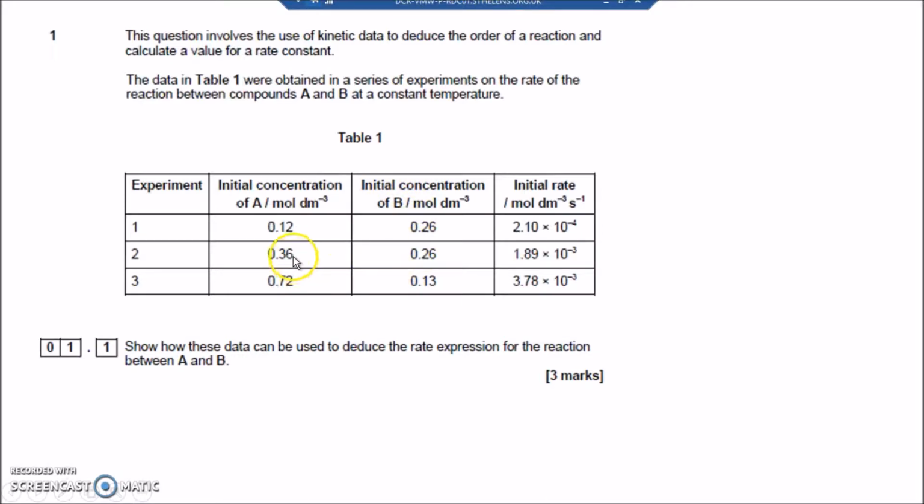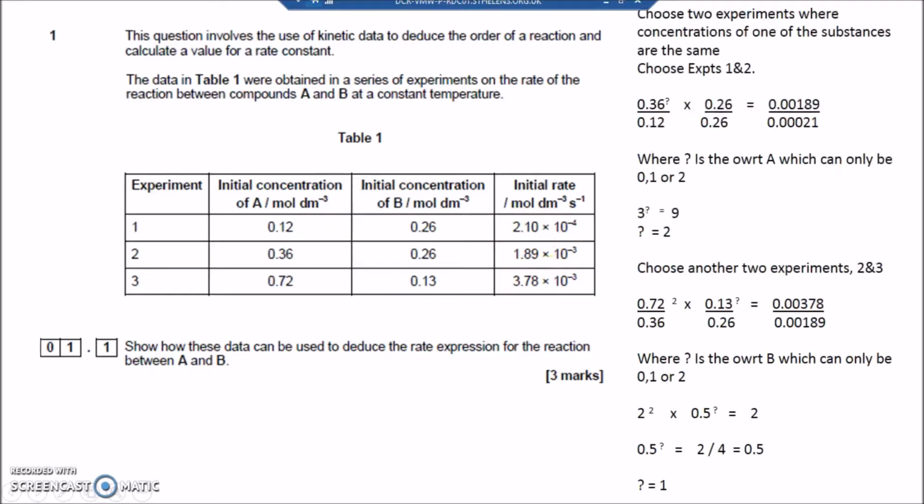What do I do? I take the concentration of A in experiment 2 and divide by the concentration of A in experiment 1. And that will be to the power that A is raised to in the rate equation, the order with respect to A. I do the same for B, raised to the power that B is in the rate equation, the order with respect to B, and I take the rate, 1.89 times 10 to the minus 3, and divide by 2.1 times 10 to the minus 4. Let's see that.